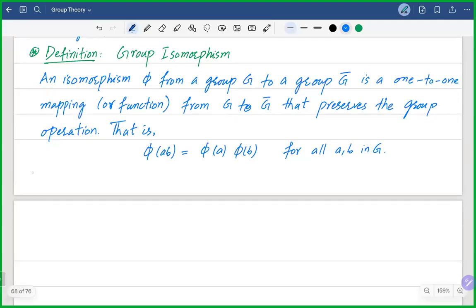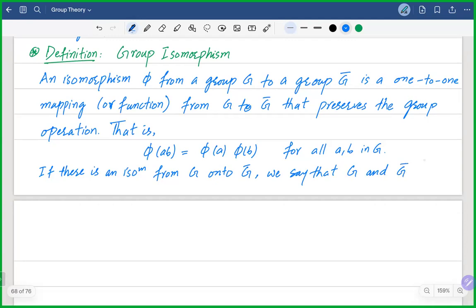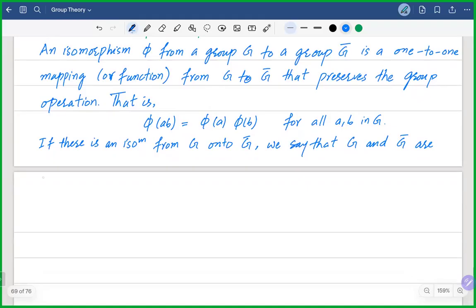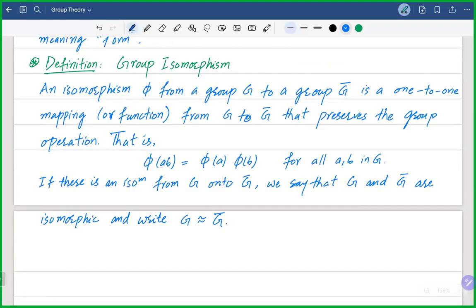If there is an isomorphism from G onto G bar, we say that G and G bar are isomorphic and write G is isomorphic to G bar. Okay, this is the definition of a group isomorphism.